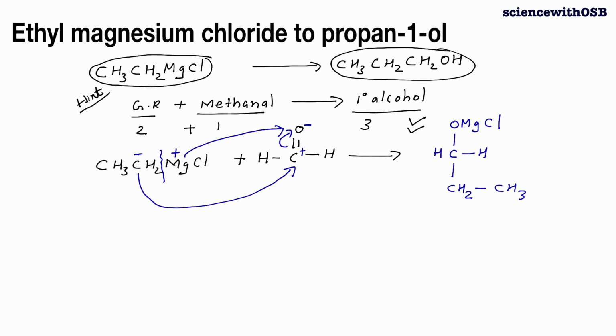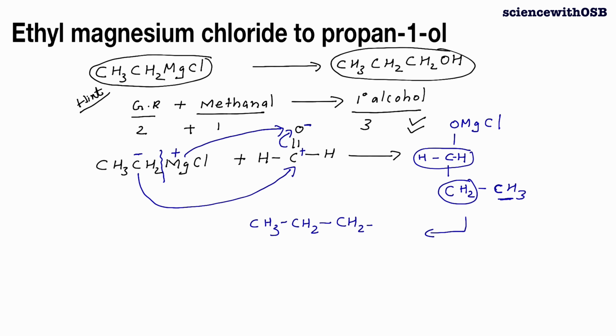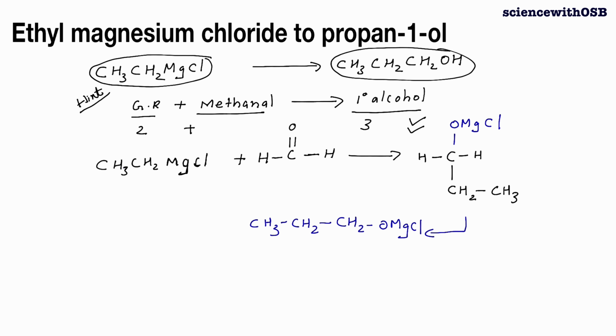Hope you understand. So first I am writing this CH3, then this CH2, then this CH2, then OMgCl. Now what is the last step? You have to add water, H2O or HOH, in the presence of H plus.